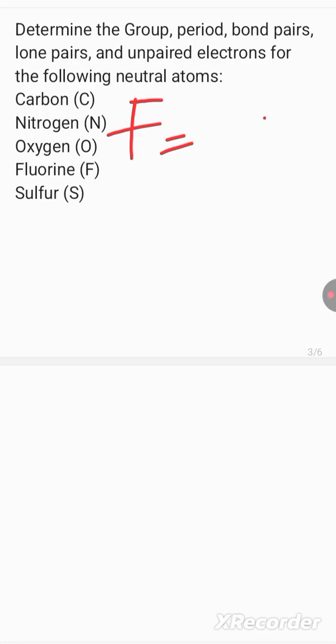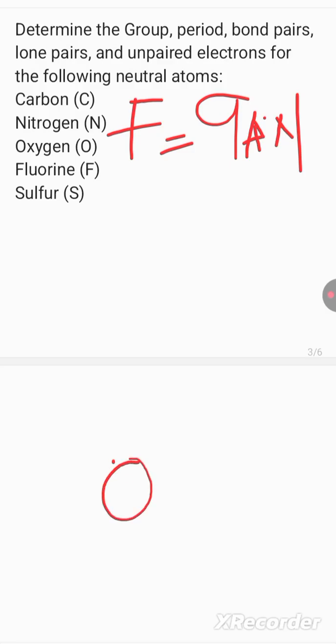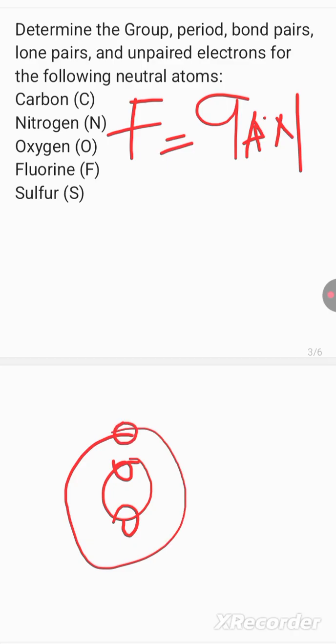Fluorine's atomic number: hydrogen, helium, lithium, beryllium, boron, carbon, nitrogen, oxygen, fluorine. So you count it like that. So it has an atomic number of 9. That means we are going to distribute 9 electrons here. The first shell will contain 2. The remaining electrons will be distributed one after the other: 3, 4, 5, 6, 7, 8, 9. So you now stop.